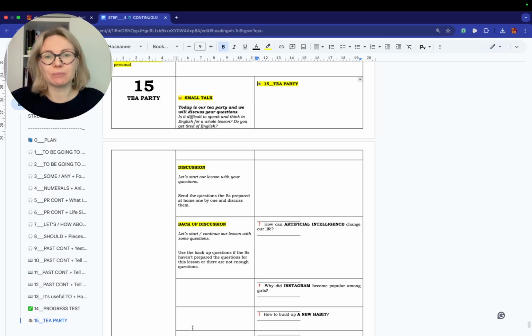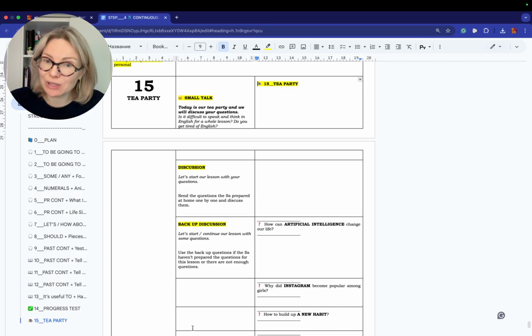Small talk can be your question, or it can be about the tea party. It's up to you to decide. I put down here some small talk that I suggest discussing, but it's not obligatory at all. This is just in case you don't know what to start with. You can always start with, so today we have tea party and here is my first question.